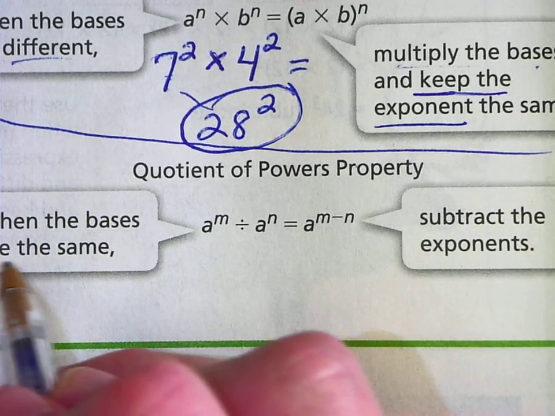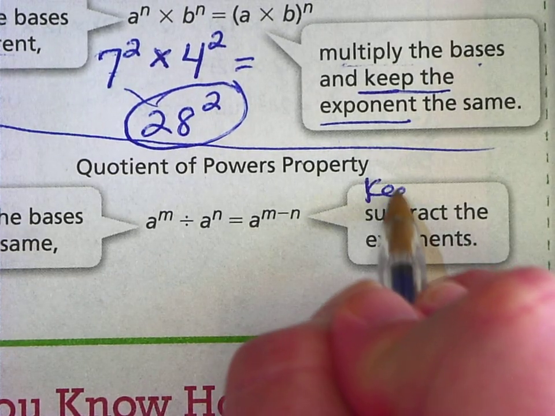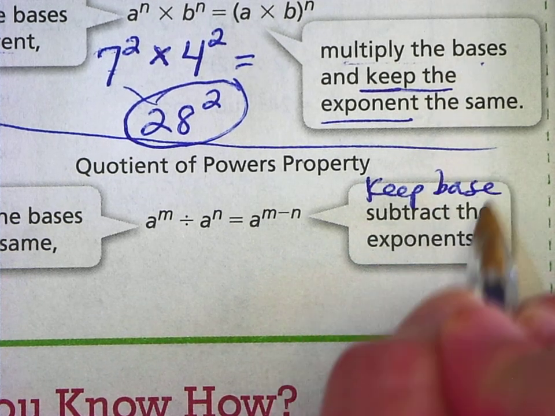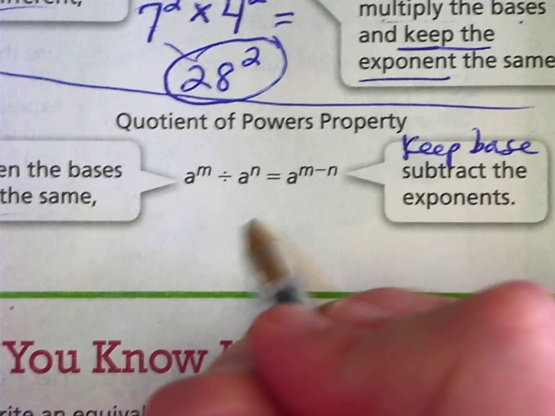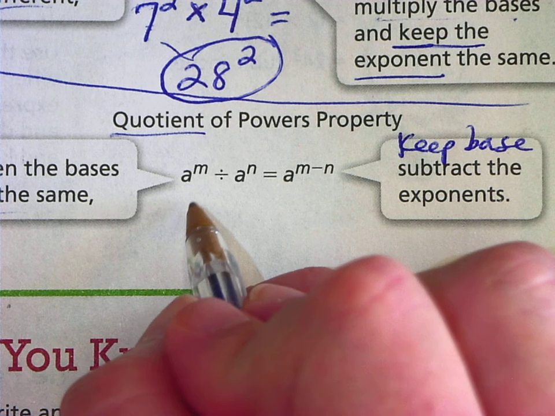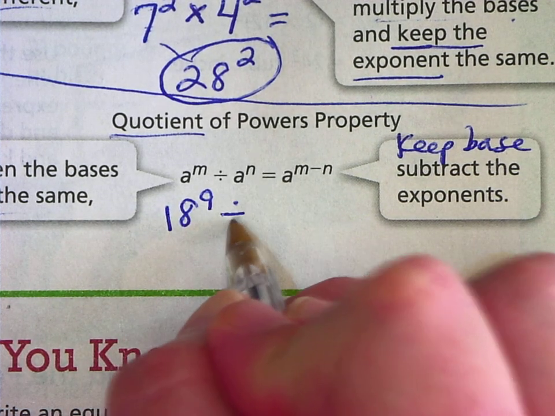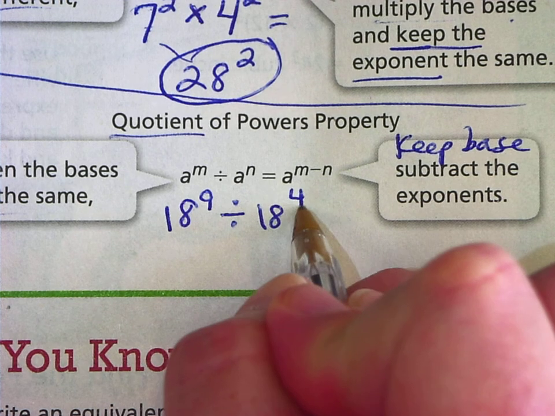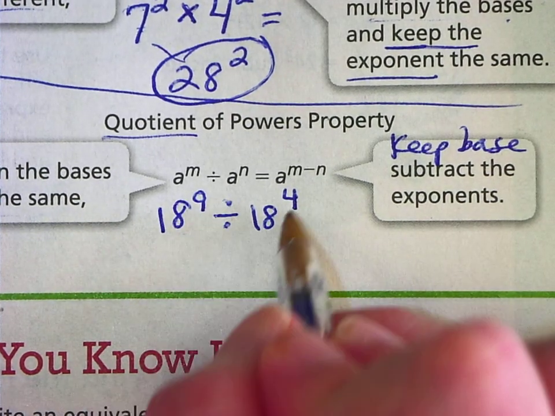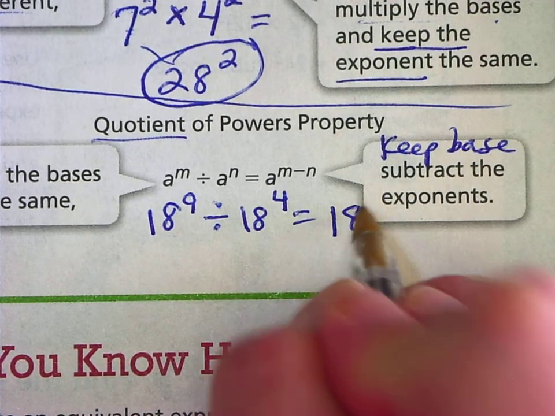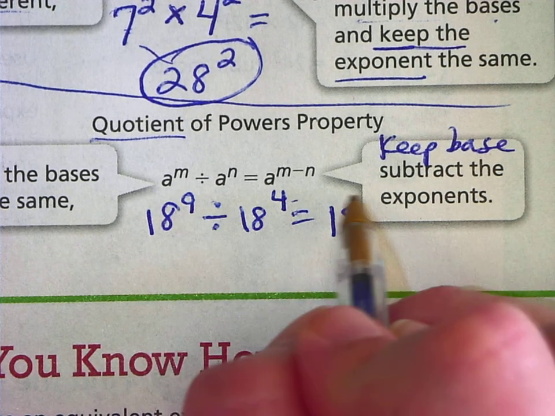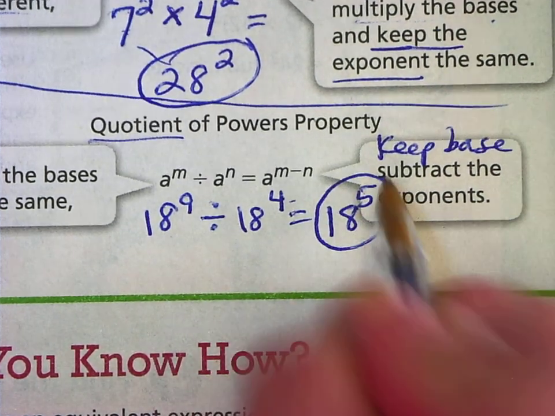Last one is the quotient of powers property. So this time when the bases are the same, you keep your base and you subtract your exponents. This is now a division problem. So let's say you had 18 to the 9th divided by 18 to the 4th. In a division problem, when your bases are the same, you keep the same base and you subtract. 9 take away 4 would be 5, 18 to the 5th.